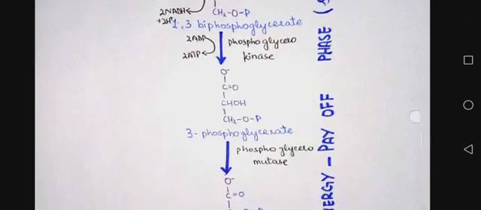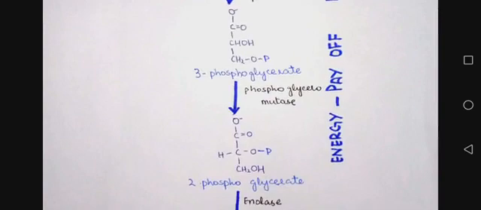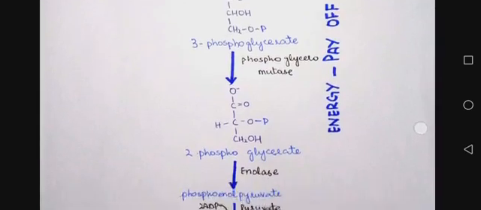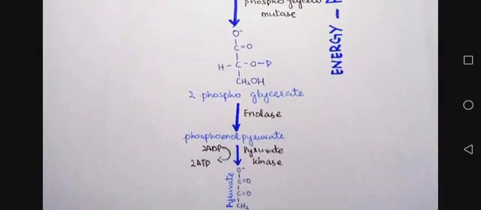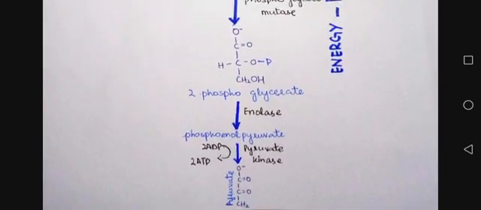Okay, and 3-phosphoglycerate is further converted into 2-phosphoglycerate by phosphoglyceromutase, and 2-phosphoglycerate is converted into phosphoenolpyruvate by the enzyme enolase. Phosphoenolpyruvate is further converted into our last compound, which is pyruvate, followed by conversion of 2 ADP into 2 ATP. This is the energy payoff phase of the process of glycolysis.